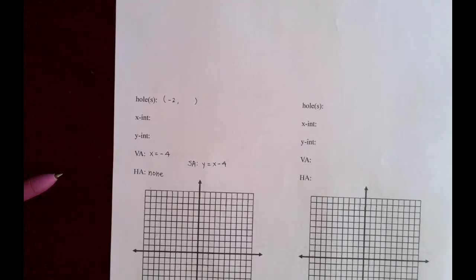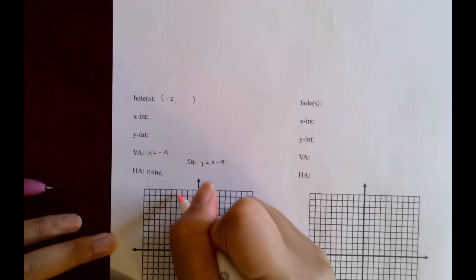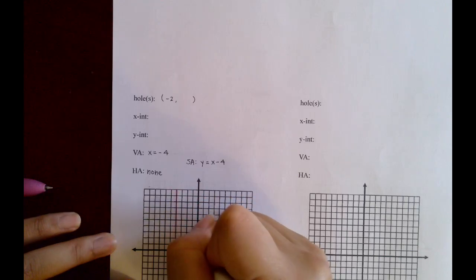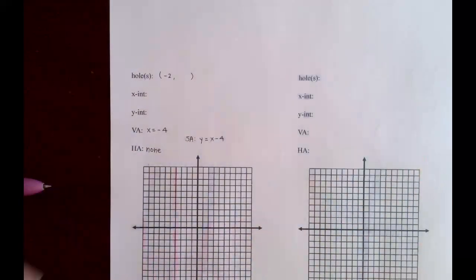Okay. So I'm going to graph all of my asymptotes. So vertical asymptote at x equals negative 4. 1, 2, 3, 4. Slant asymptote at y equals x minus 4.